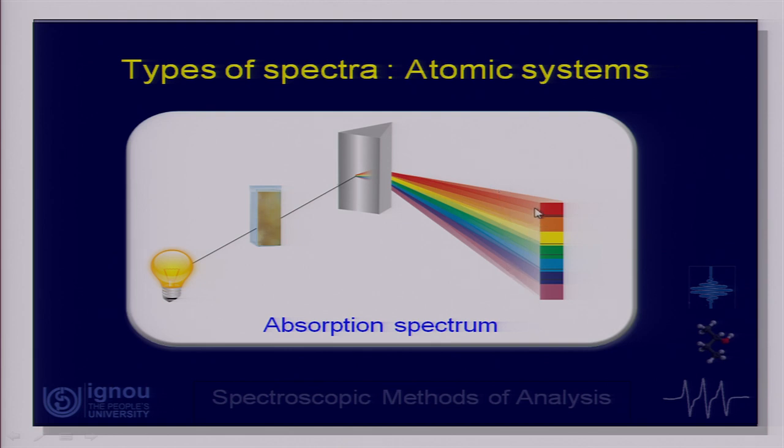What I get is the same radiation as we had before, but in a few places we find that there are lines. These are the radiations or wavelengths that are missing in the spectrum. That means, they have been absorbed. Essentially, what it amounts to saying is that this kind of absorption of radiation by atomic systems gives us a spectrum which consists of a certain number of lines. That is about the absorption spectrum.